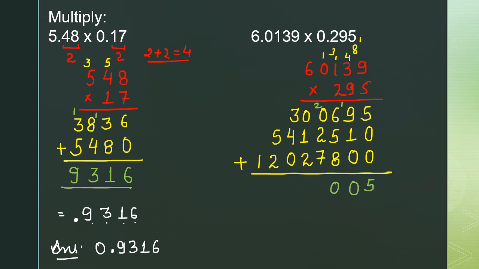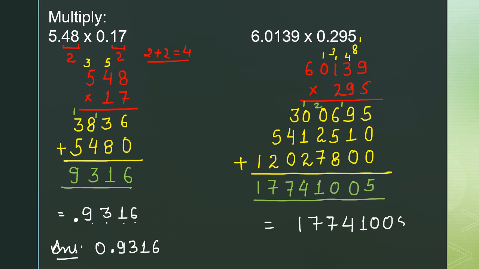2 carry. 4, 2 and 2, 4. 4 plus 7, 11. 1 carry. 1 plus 1, 2 plus 2, 4. 4 plus 3, 7. 5 plus 2, 7 and 1. So we got the product 177410005. Now we have to find out the number of digits after decimal in the multiplicand and multiplier.